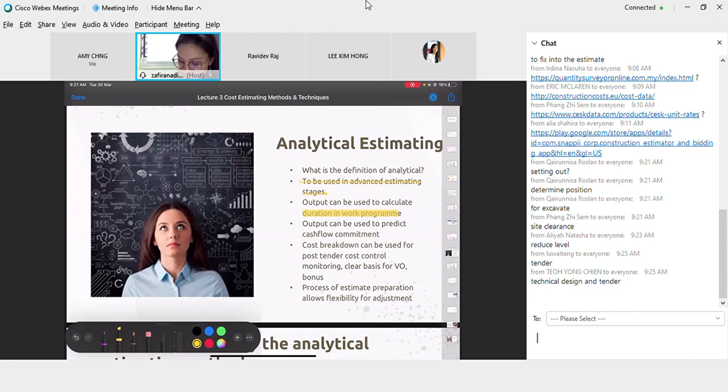Okay, so the output juga is able to predict cash flow commitment. Okay, cash flow commitment ni kenapa? Because you imagine kalau you buat analytical estimating, you kena go BQ tu tebal kan, it's very thick, but you have to go through like every single page of it so that you understand what is required and what are the methodologies that would support. Then after you understand the methodologies that would support, you would price the thing. And then after you price the thing, you tahu sequencing dah, and then you tahu methodology dah, methodology dulu, lepas tu sequencing, and then you dah price.